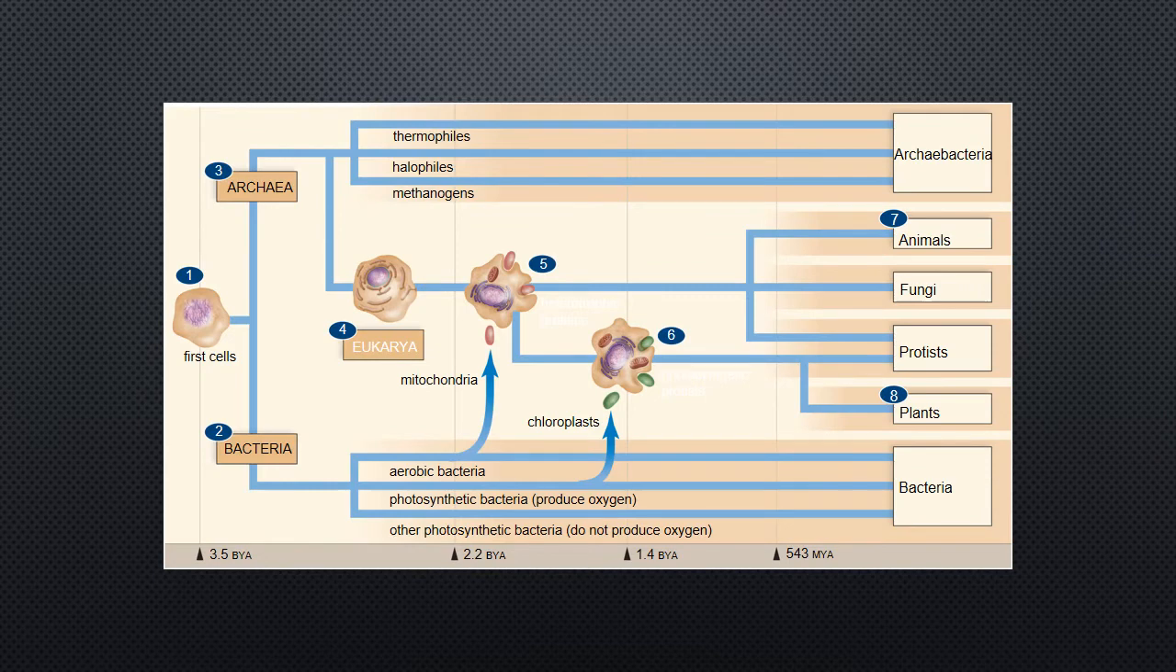So looking at this particular chart, from left to right is time. So we start with the first cells, basically in this far left, and these would be what we call LUCA. Remember when we first talked about that? That would be the last universal common ancestor. And then, of course, the breakout between archaea and bacteria.